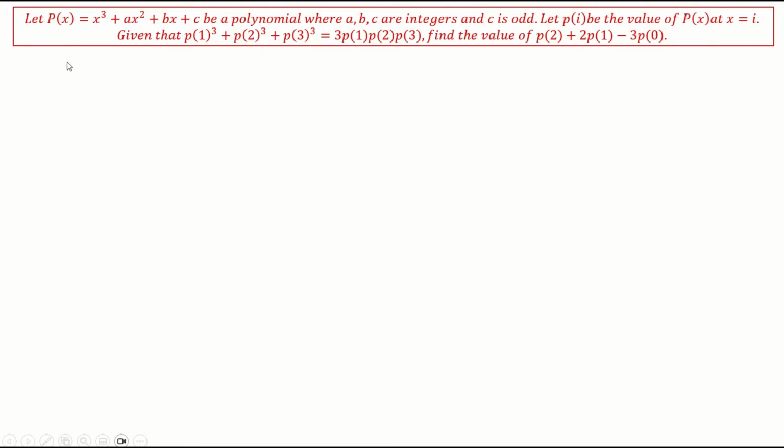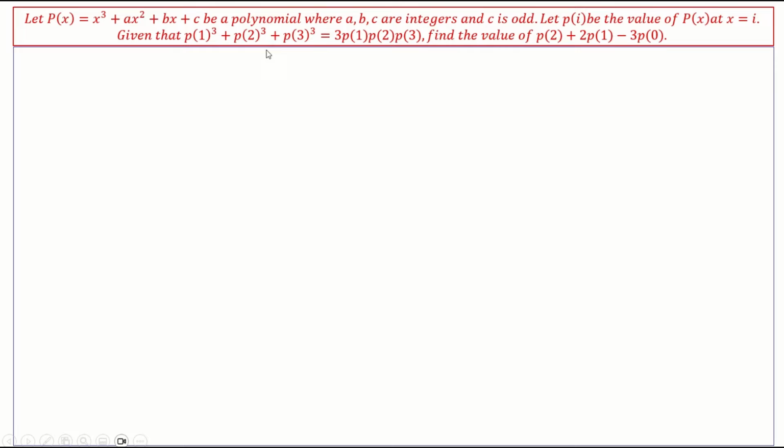Next. Function p of x is defined as x cube plus ax square plus bx plus c. Okay, this is a polynomial where a, b, c are integers and c is an odd integer. Let pi be the value of p of x at x equal to i. Okay. Then given that p1 cube plus p2 cube plus p3 cube equal to 3p1 p2 p3, find the value of p2 plus 2p1 minus 3p0. Okay, so this is easy.